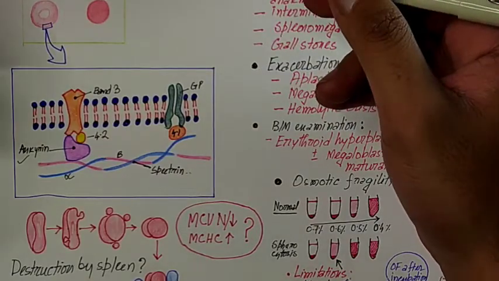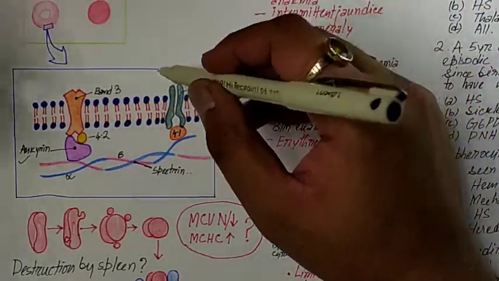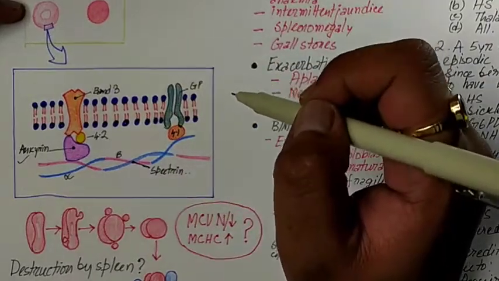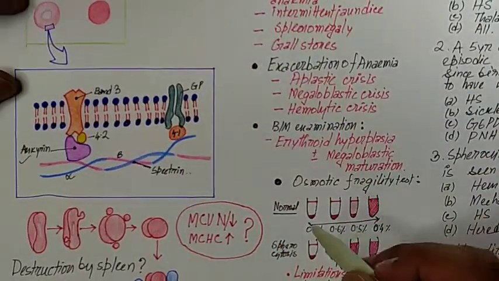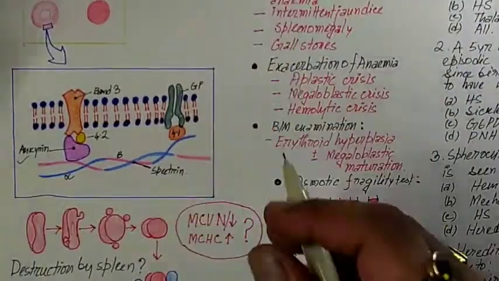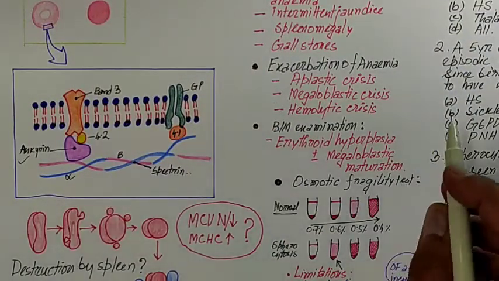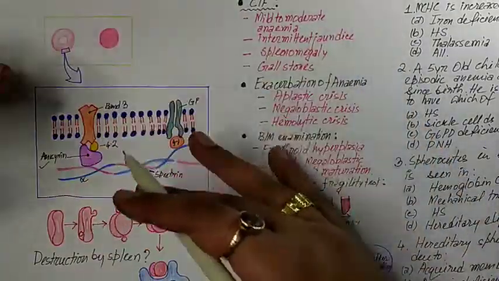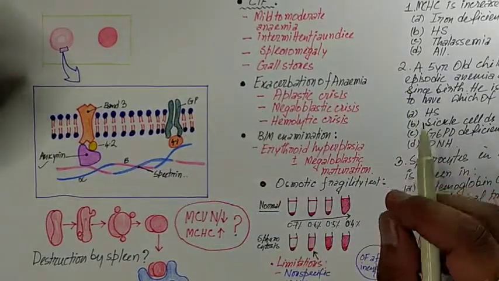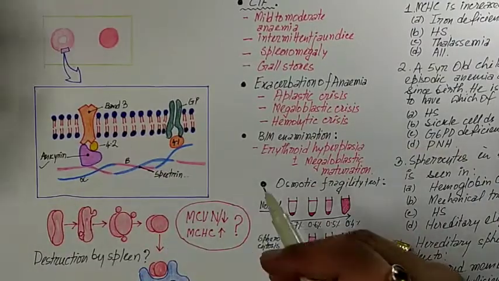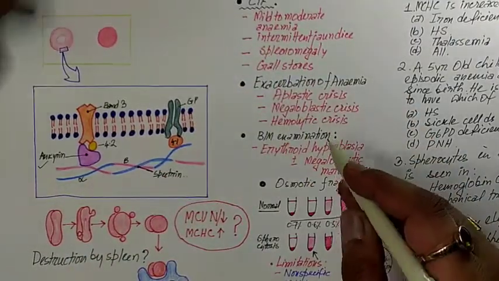So there is a deformity in the membrane of red cells, and due to that there is loss of the biconcave shape of RBCs. Now what happens when these spherocytes pass through the spleen? Normally, a normal RBC can easily pass through the spleen or splenic cords, because they are more elastic and more deformable.